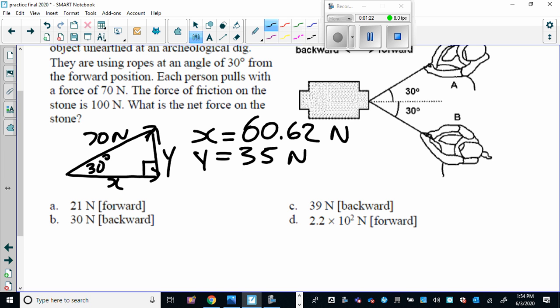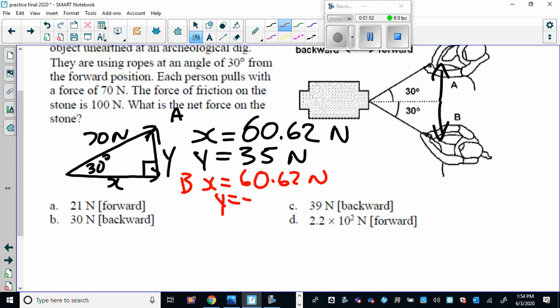For person B, because it's the same angle and the same force, they're almost identical. X is exactly the same. The only difference is that y is negative 35 because he's pulling in a different direction. So his y component is down and A's is up, if you want to look at it that way. So this is for person A. For person B, x equals 60.62 and y equals negative 35.